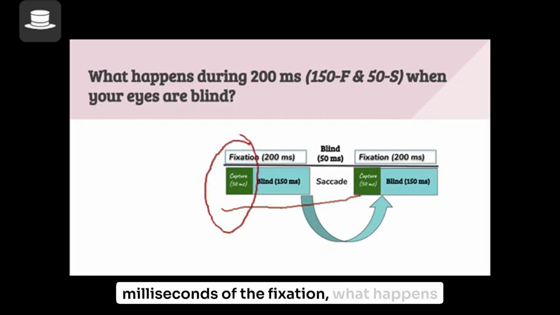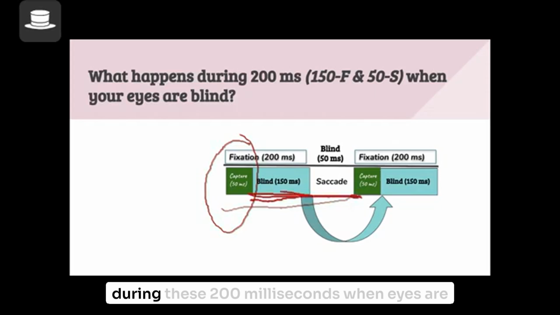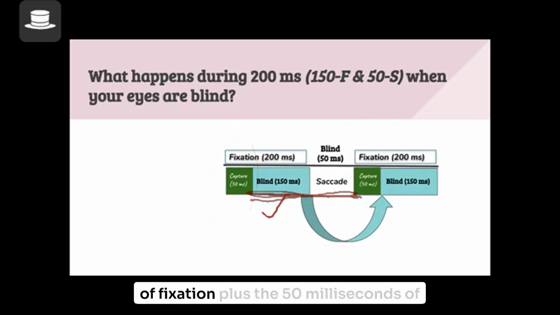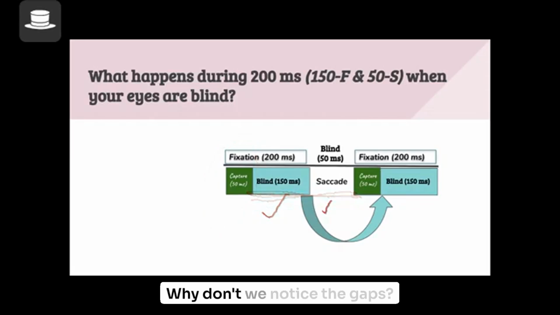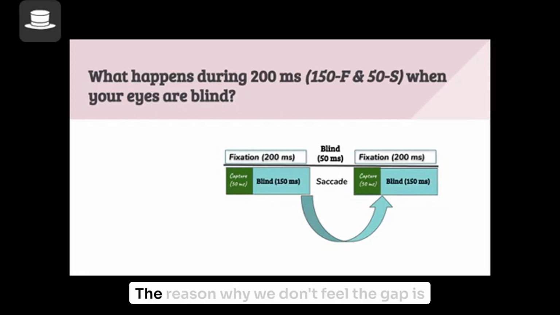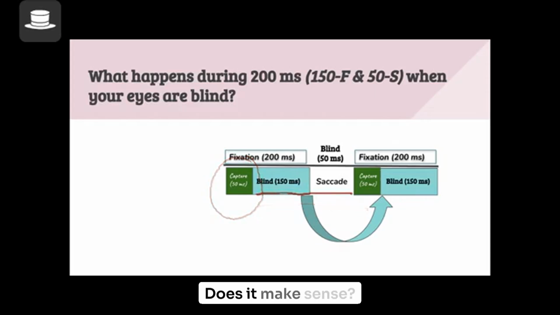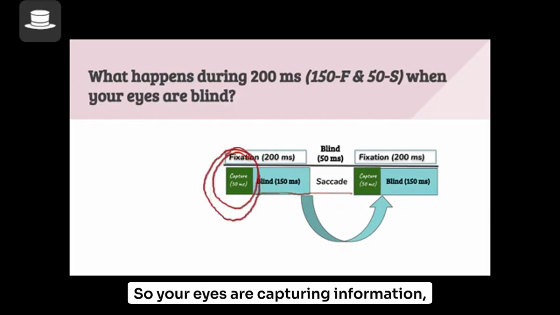Here's an interesting question. If you take one SF cycle, and you're only capturing information during the initial 50 milliseconds of the fixation, what happens during this 200 milliseconds when our eyes are blind? In other words, during the 150 milliseconds of fixation plus the 50 milliseconds of saccade. What do you think is happening? Why don't we feel the gaps? The reason we don't feel the gap is that whatever is captured during the initial 50 milliseconds is being perceived by the brain for the remaining 200 milliseconds.